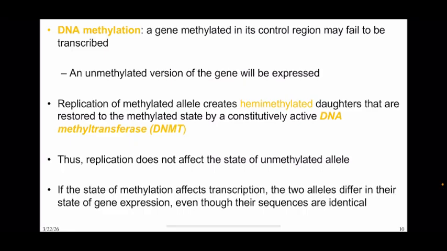So I'm sure I was talking about the DNA methylation, right? When, let's say, a particular gene has its control region methylated, you need your control region, like the promoters and enhancers, to promote transcription. If those sequences or structures are methylated, they are going to be inactive. Hence, transcription cannot occur. But the unmethylated version of the gene will be expressed. Okay, so replication of methylated allele.